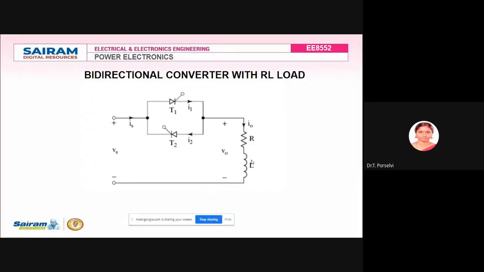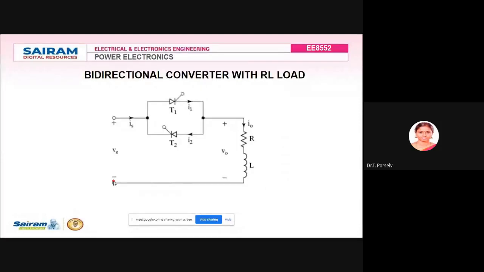Now, during the positive half cycle, the thyristor T1 is turned on. You have to choose a proper alpha firing angle value depending upon your requirement. So you first decide at which angle you have to turn on your thyristors. At alpha you will be turning on your T1. Current is going to flow from the source through your T1, through your load, and back to the source. This is the case during the positive half cycle.